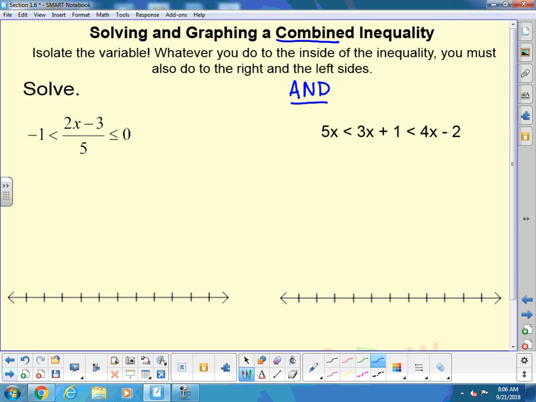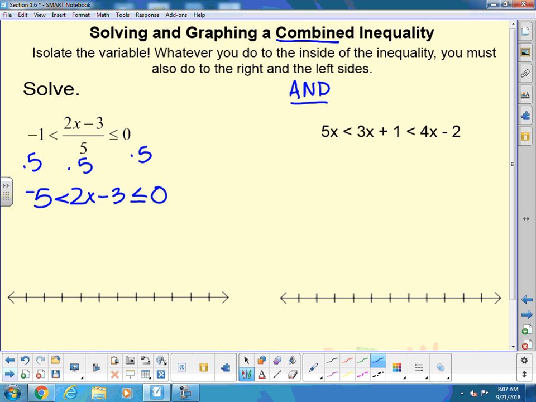Focus in the middle where your variable is. What's the first thing you need to do to isolate that x? What would you get rid of first? The 5, for sure. So how do I get rid of the 5? Multiply everything by 5. So that'll give me -5 less than 2x minus 3 less than or equal to 0.